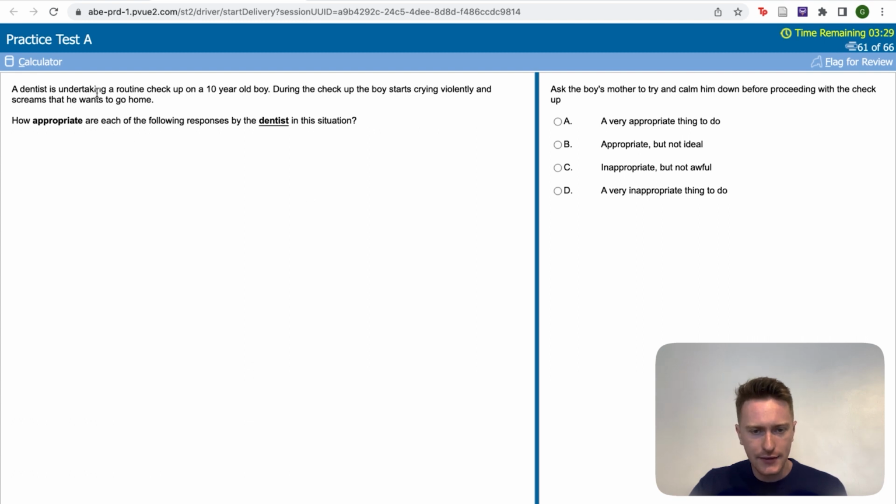Okay, dentist is doing a routine checkup on a 10-year-old boy. During the checkup, he starts crying violently. Ask the boy's mother to try and calm him down before proceeding. The "before proceeding" is what's bugging me here. It just sounds like you'd be like, oh, come on, mum, calm him down, and then I'm going to crack on. So I think it's appropriate.